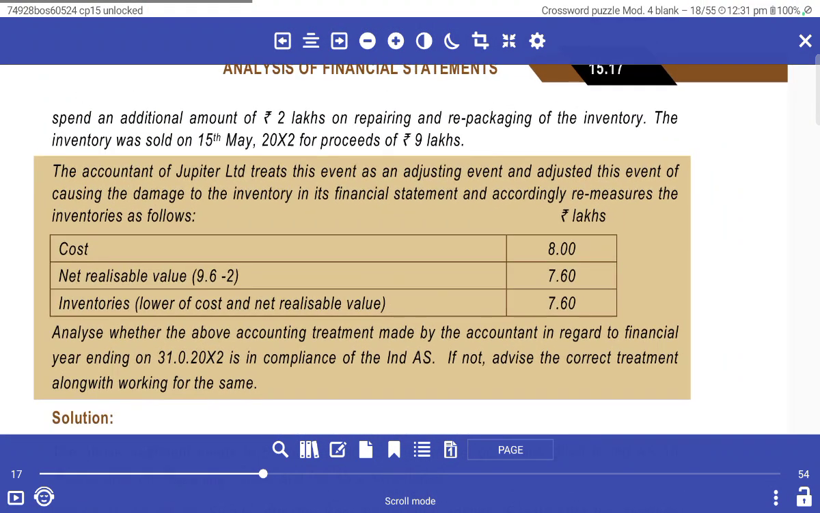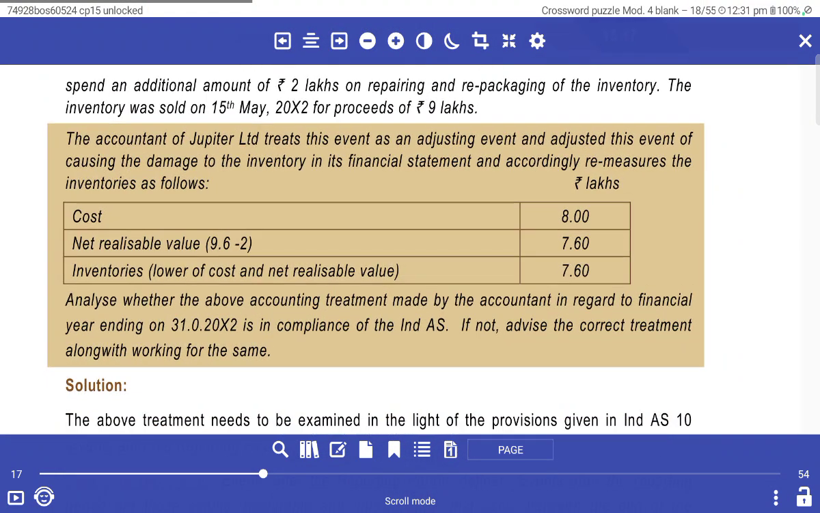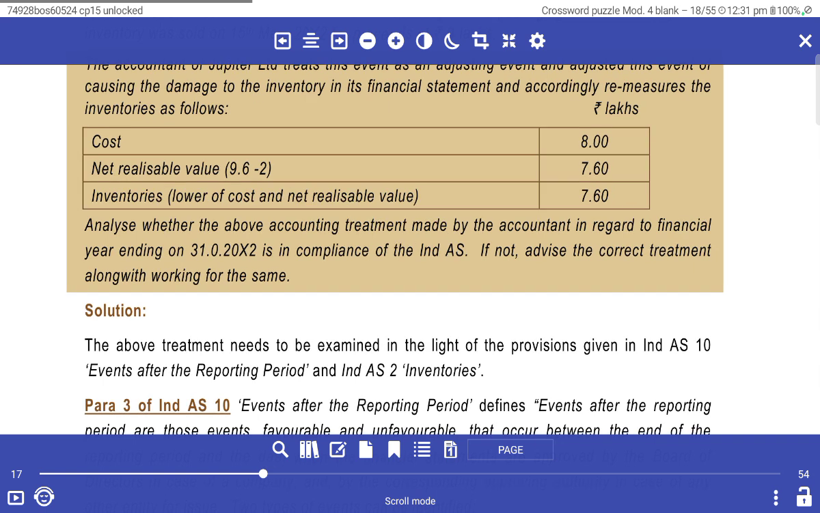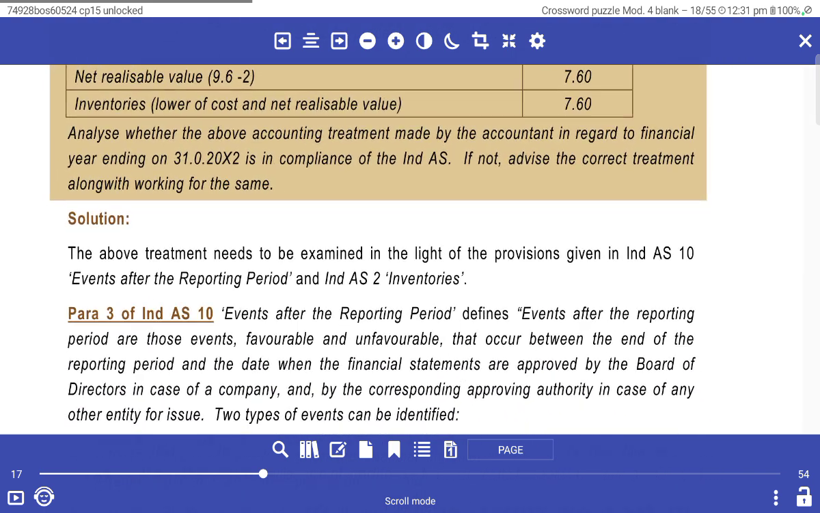I spent an additional amount of 2 lakhs on the preparing and repacking of inventory. The inventory was sold on 15th May for 9 lakhs. Accountant of Jupiter treated this as an adjusting event, adjusting the event of the damage of inventory in the financial year. Accordingly, the inventory was remeasured: cost 8 lakhs, net realizable value 7.6, inventory valued at the lower cost of 7.6.